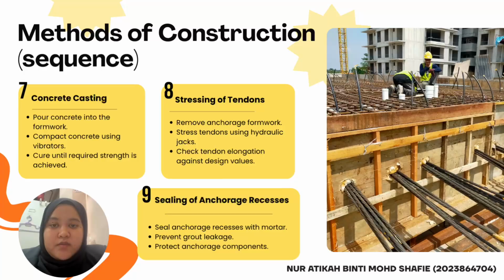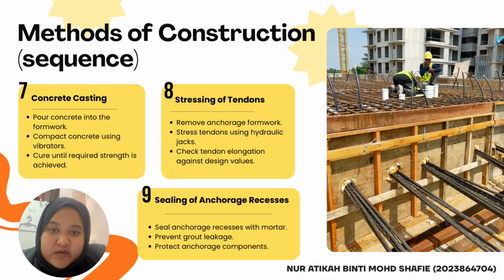We move on with the method of construction. For number 7 is concrete casting. Pour concrete into the formwork and compact the concrete using vibrators. And then we must cure until the required strength is achieved. For number 8, we have stressing of tendons. Remove anchorage formwork. Stress tendons using a hydraulic jack. Check tendon elongation against design values.